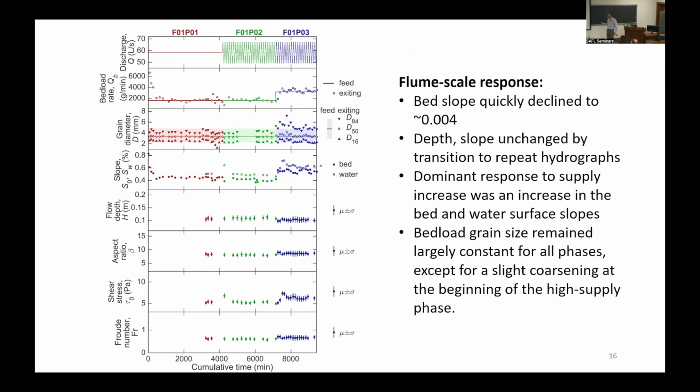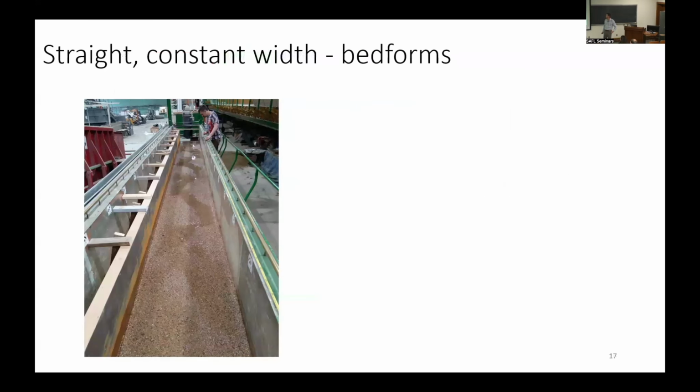When we increased the sediment supply, we went from phase 2 to phase 3, the main change in the channel was an increase in the slope. We can see this jump up in the bed and the water surface slope, but everything else, except for the shear stress, which went up because the slope increased, was largely unchanged. The bed load grain size remained largely constant for all of the phases, so it is mainly a slope response for this first straight channel. Okay, so that should be in the back of our minds when we talk about what happens in the next channel.